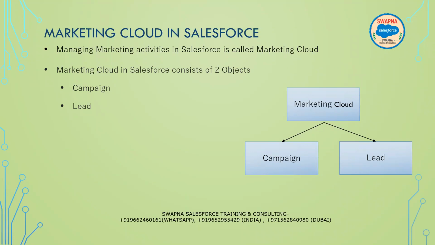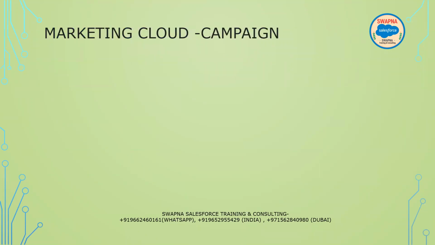Now, what is the Marketing Cloud? It is managing marketing activities in Salesforce. What are the different objects involved in the Marketing Cloud? Campaign and lead objects. Now let's see, the first one is the campaign.